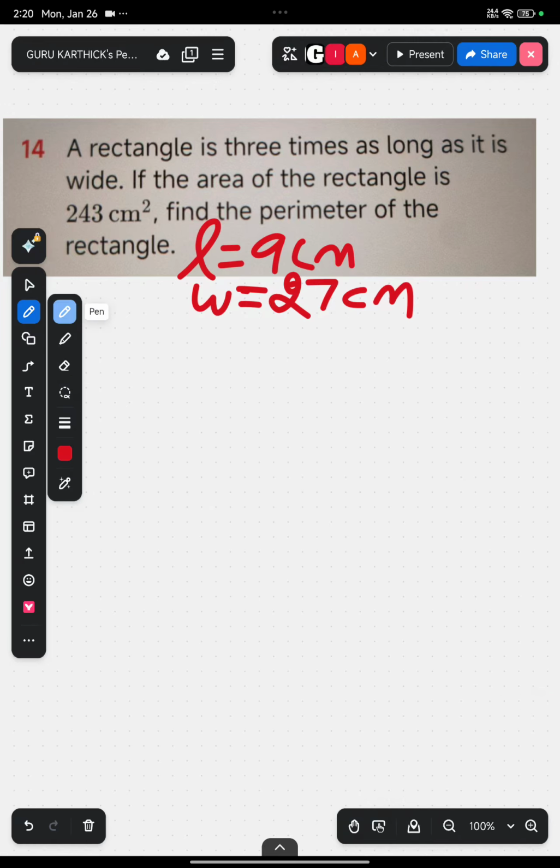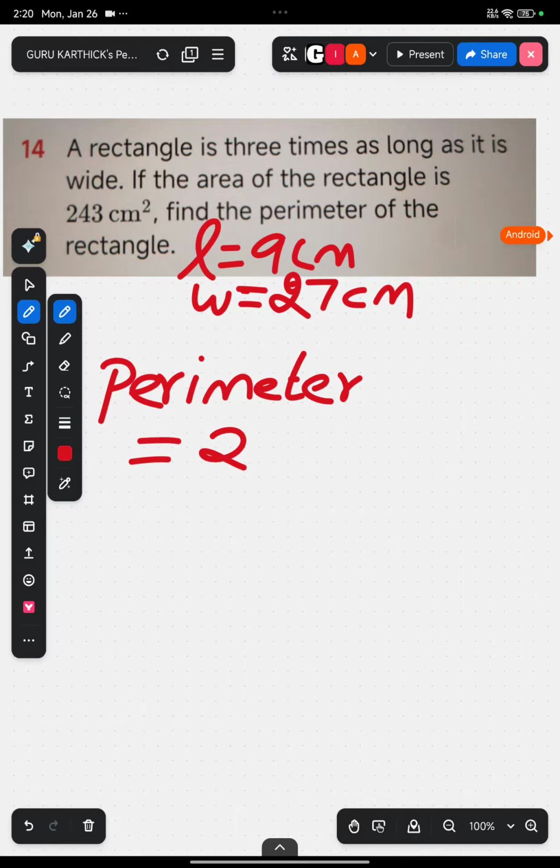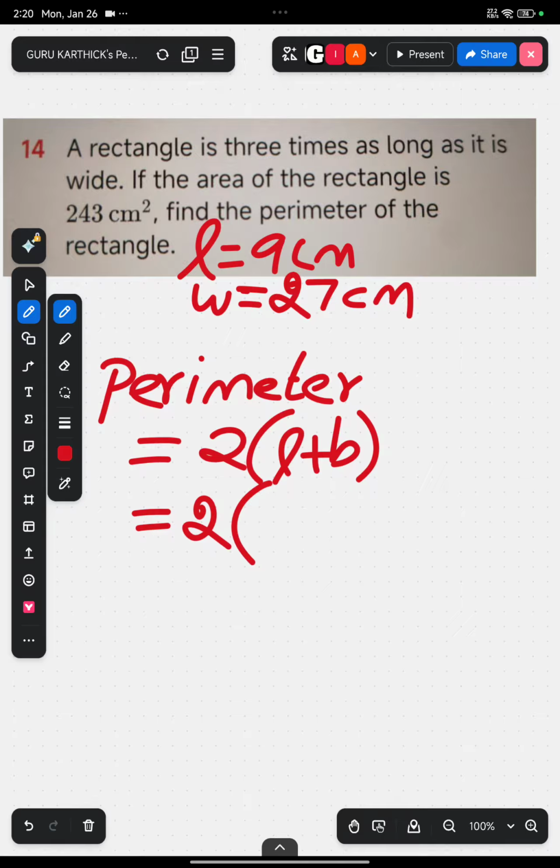What is the formula for perimeter of the rectangle? Very easy formula. Perimeter is equal to, who can say? Perimeter of rectangle is equal to 2 times L plus B. What is the L value here? L value இங்க என்னது? Come on, L value என்னது? L is equal to 9. இங்க width value என்னது? 27. So what is 27 plus 9?